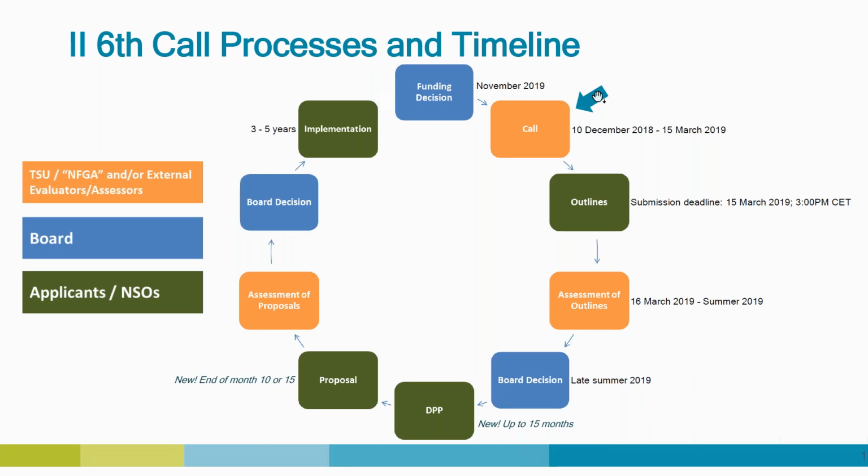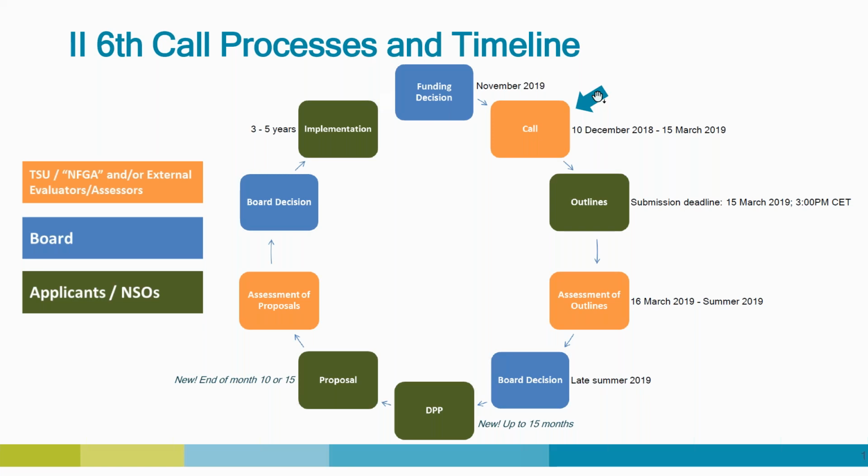While the call is open, the Technical Support Unit of the NAMA facility conducts 2 webinars, the one of today and another in February. Clarification notes will also be published. I will come back to this later. To begin with, national ministries and qualified legal entities are invited to prepare NAMA support projects, or NSPs, and submit their respective outlines no later than March 15, 2019.